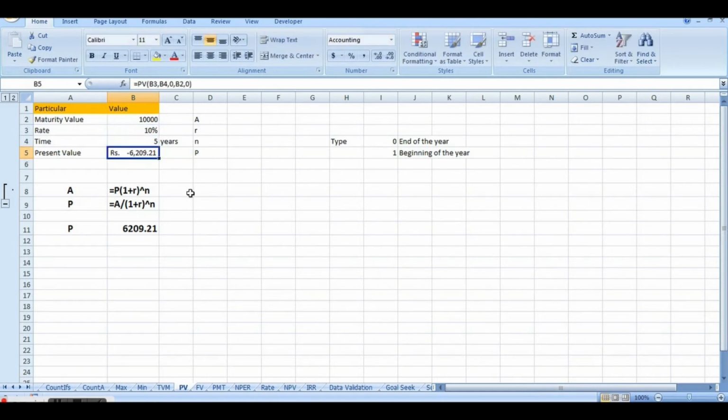It gives the answer as -6209. Mathematical conventions are used in Excel because this will be an outflow of money. If you invest this money now, you will get 10,000 after 5 years. So this will be an outflow, that's why it is given as negative. If you don't like it, don't want to see the negative sign, you can simply put a negative in front of the formula and get the amount. But in reality, negative is the correct sign based on mathematical conventions and Excel conventions.